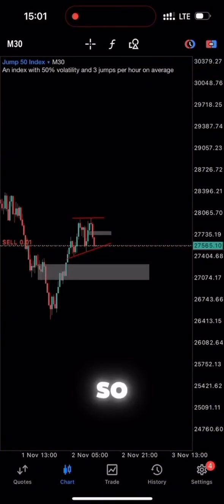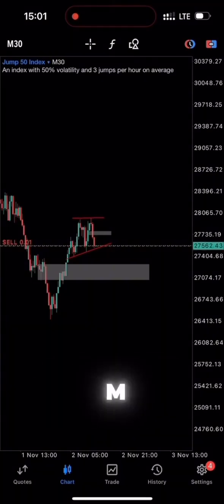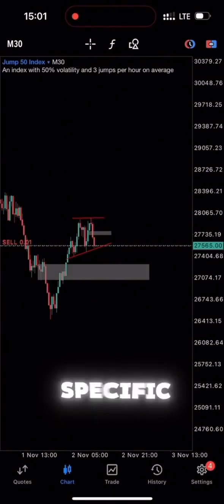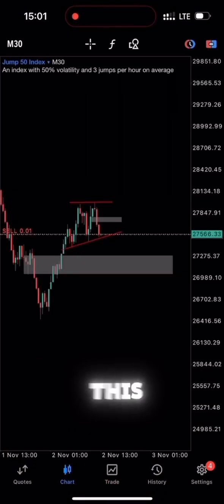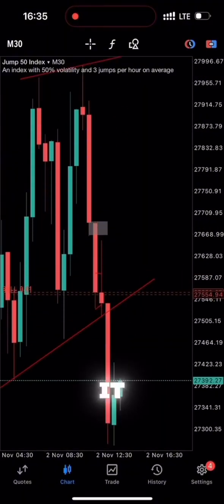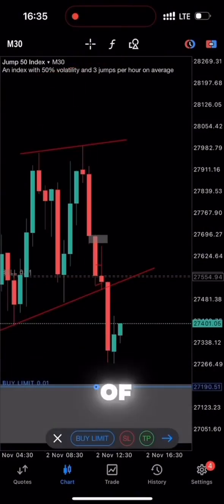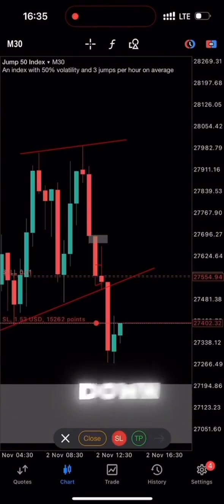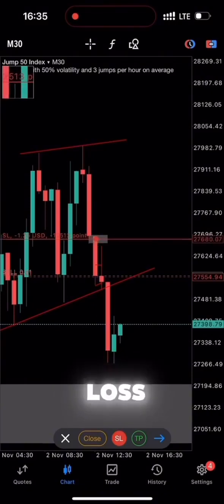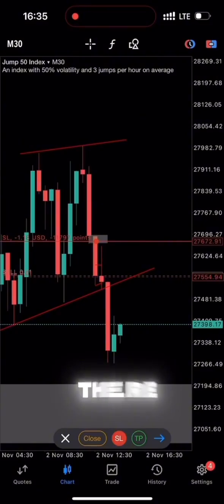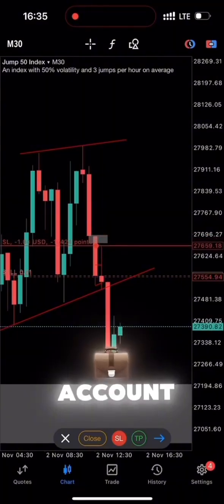So in order to make a profit here, I noticed there was an M. I noticed the M by drawing a trend line. If you search about patterns online, you would see something like this, which is an M, and it always goes down. So that is what I used to take advantage of. When it goes down, the minute I make the profit, I close. I didn't make a loss there because when it went higher, the SL was not reached, so the account survived.